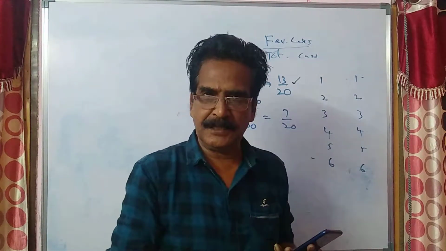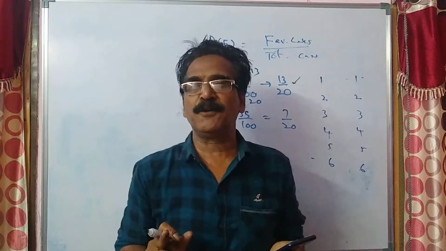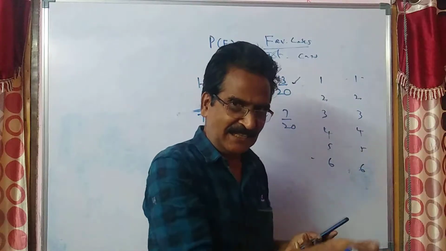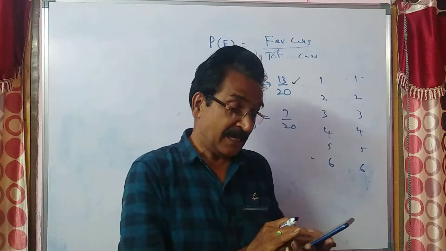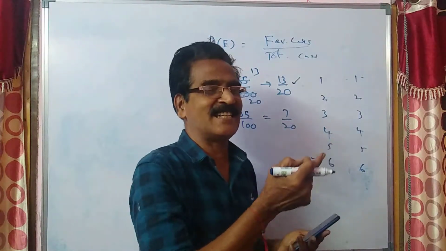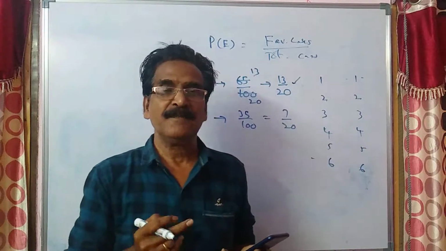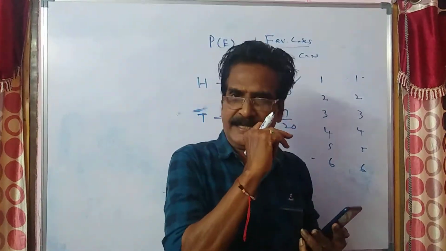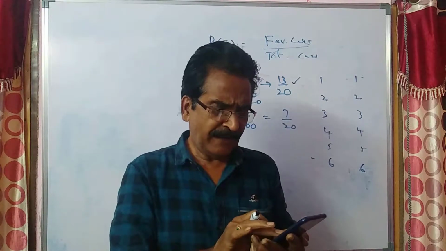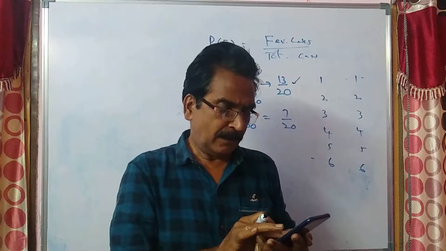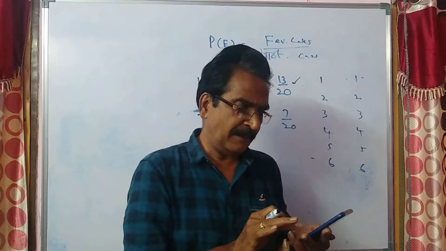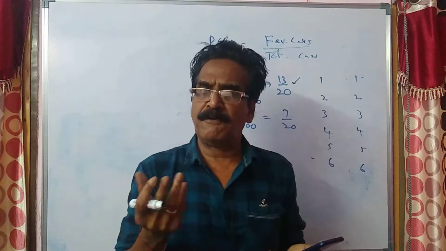tosses head, he gets 15 rupees. If he tosses tail, he has to pay 20 rupees. So if he tosses head, he gets 15 rupees. If he tosses tail, he has to pay 20 rupees. So then, in the long run, does Amit make an average profit or loss?